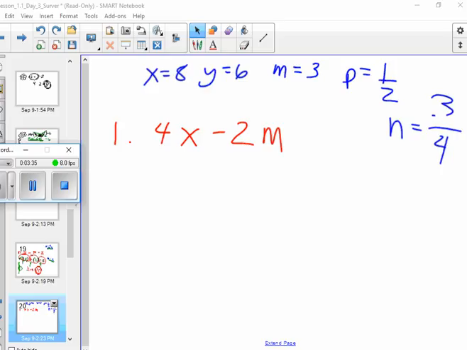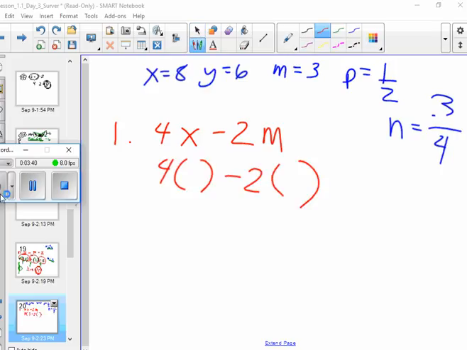All right, so this is 4 empty spot minus 2 empty spot. That's the first thing I want you to do. Everybody write that right underneath number 1. Because that's what variables are. They're just a placeholder, an empty spot. All right. This x, what am I supposed to put in where the x is? An 8, because it says so right up here. So I put an 8 there. 2, what am I supposed to put in that empty spot?